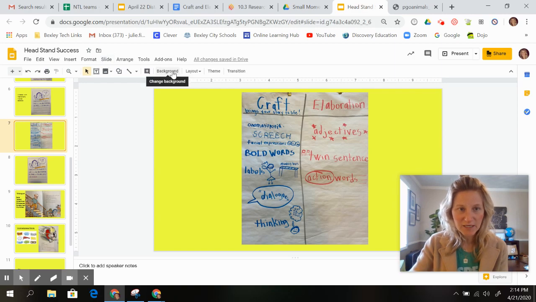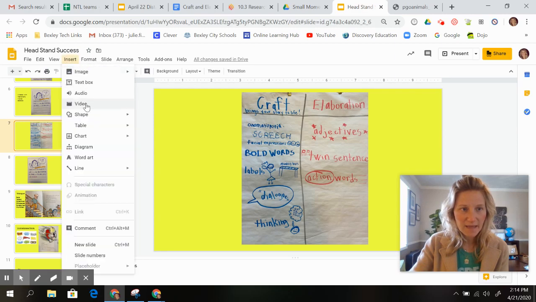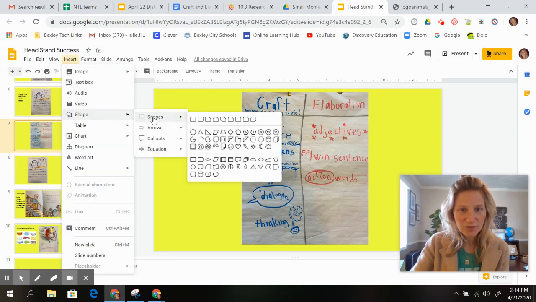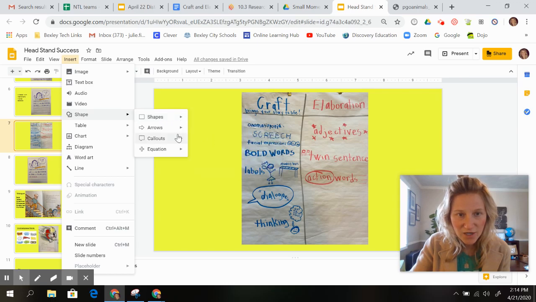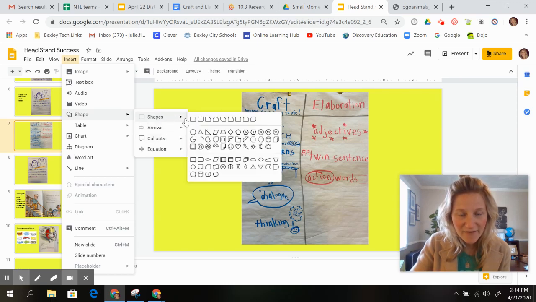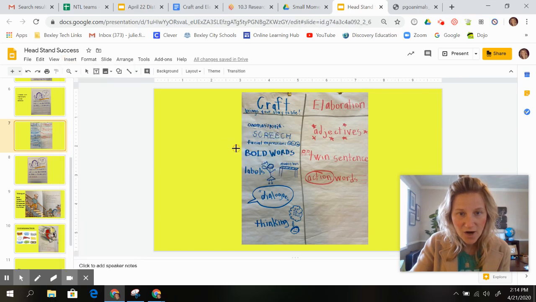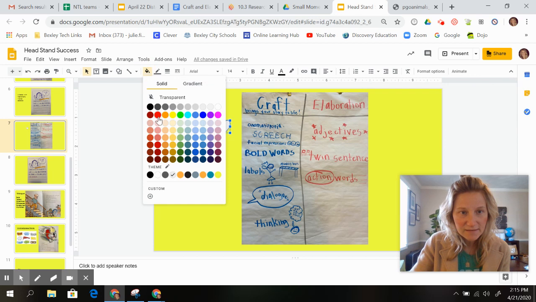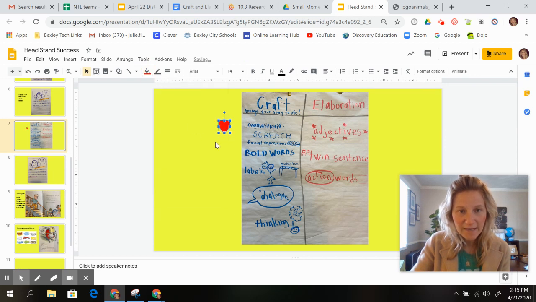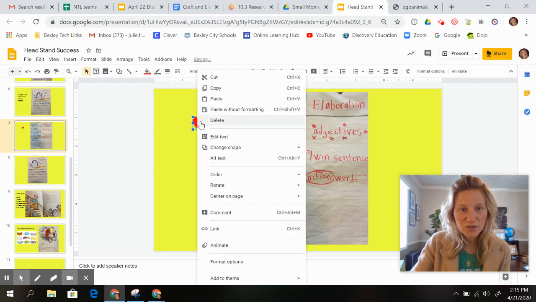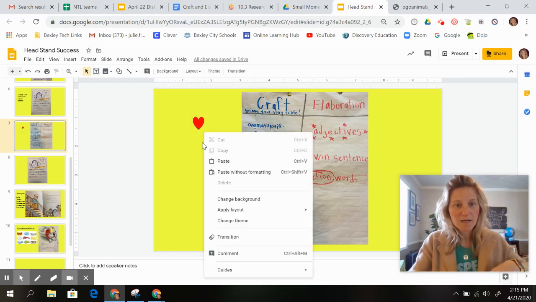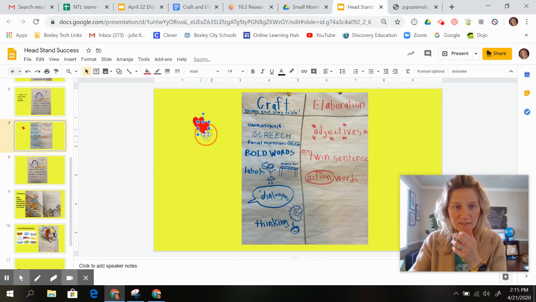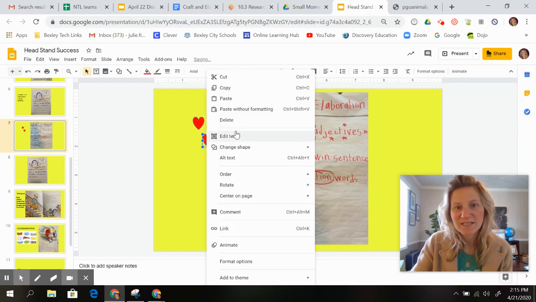So what I'm going to do here is I'm going to insert a shape. Let's do like a heart. How about that? And if I have it, then I will get to put a heart beside it. Let's make my heart red for love. Okay, so here's my hearts. And what I'll do is I will add these beside my things once I have them, okay? And you might decide to highlight them.